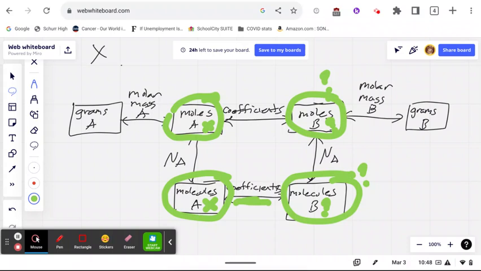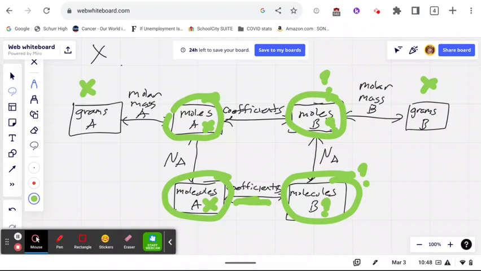You will notice though that the grams, moles, and molecules are three different ways we have of writing down how much of a substance we've got. And the moles can be converted using coefficients. The molecules can be converted using coefficients. But you'll notice the grams are way out here. Grams are over here and over here.